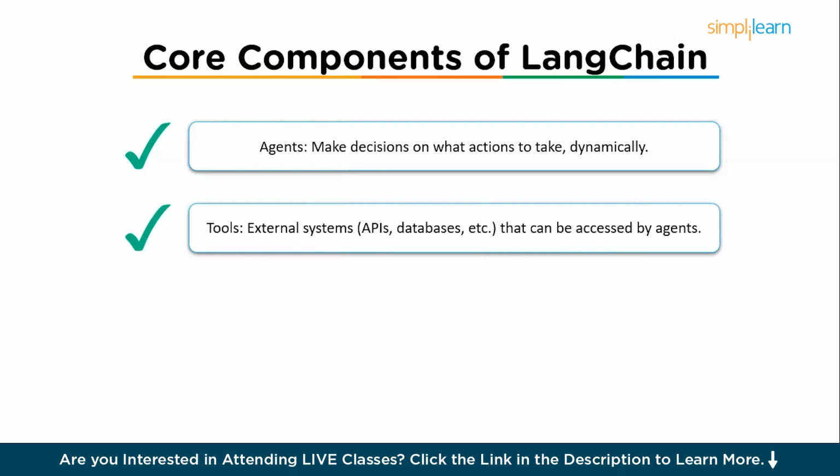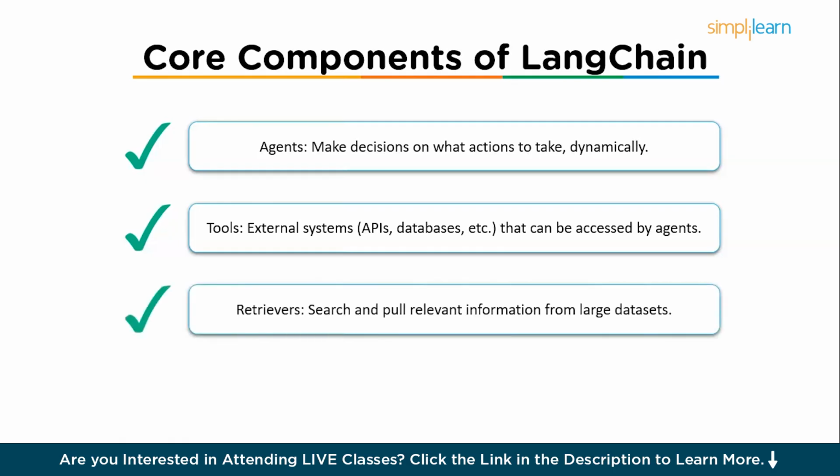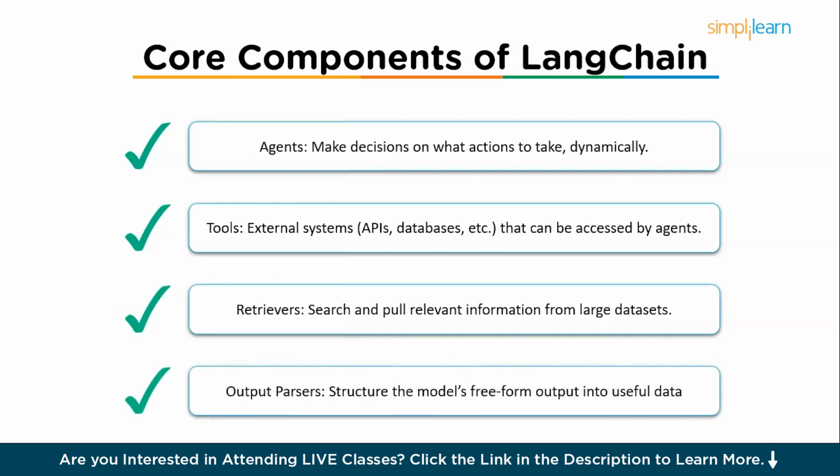Then we have tools, that is the external systems, like APIs, databases, etc., that can be accessed by the agents. Then we have retrievers, that search and pull relevant information from large datasets. And finally we have output parsers, which structure the model's free-form output into useful data. These components work together to create intelligent, flexible and modular LLM-based applications that go beyond simple text generation.